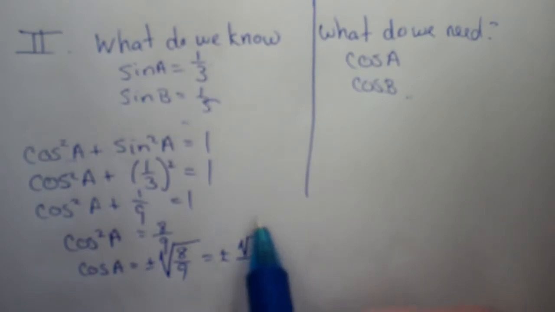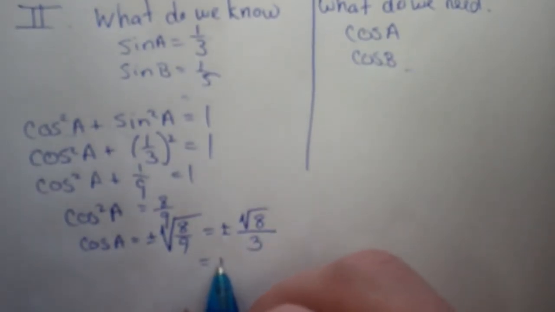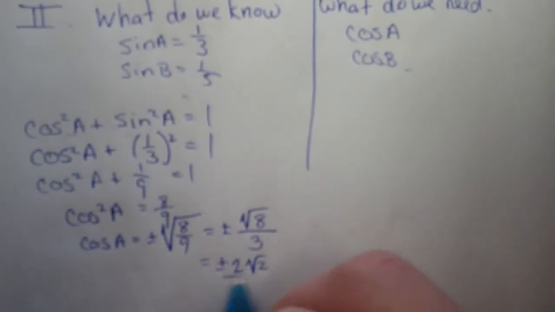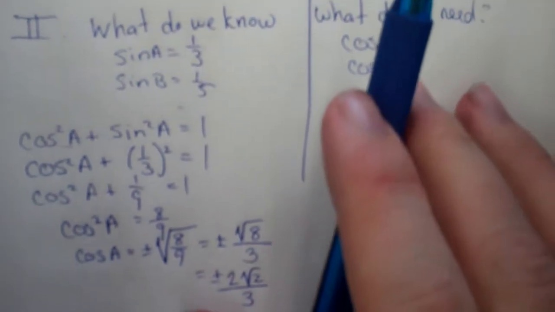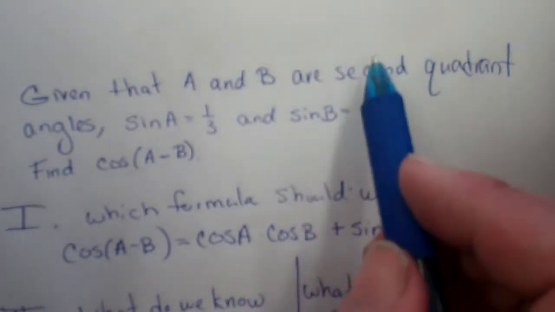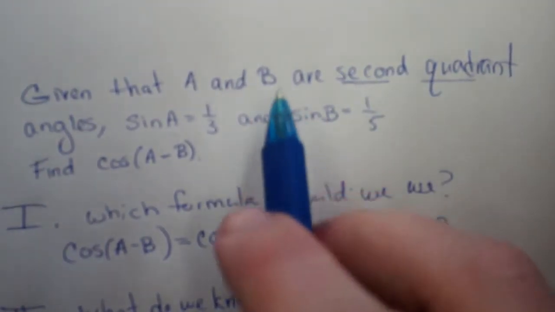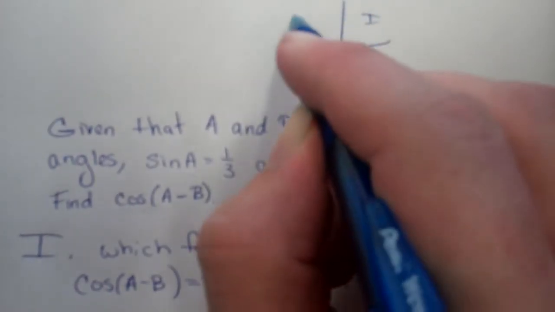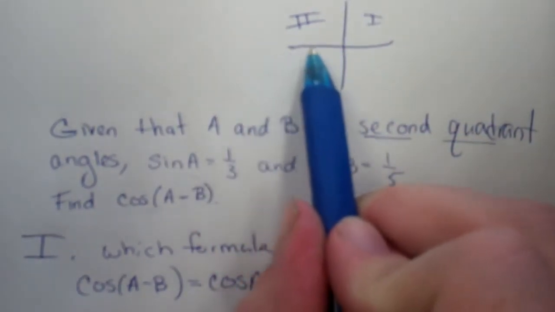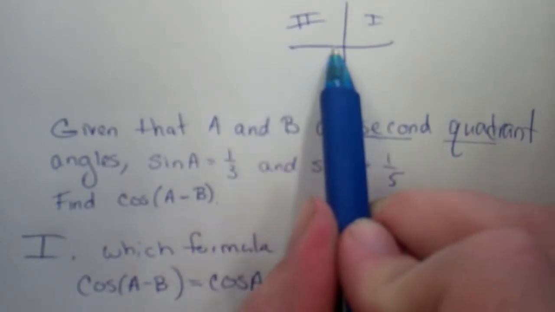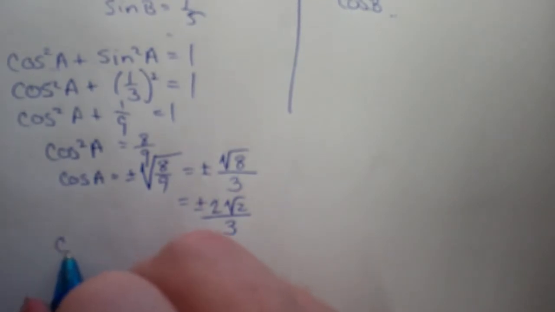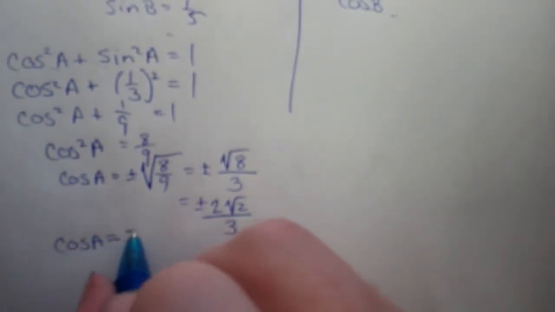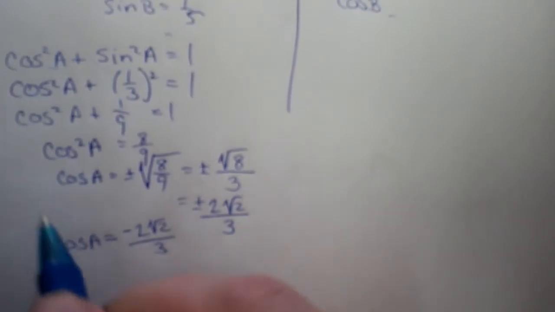Radical 8 can be simplified into 2 radical 2, so this is equal to plus or minus 2 radical 2 over 3. What should we do about this plus or minus? Well, that is the reason that they told us that this is a second quadrant angle. The second quadrant is right here. All of the x values in the second quadrant are negative, which means that the cosine is negative in the second quadrant, and that tells us that we should be using the negative sign, and so the cosine of A is equal to a negative 2 radical 2 over 3.